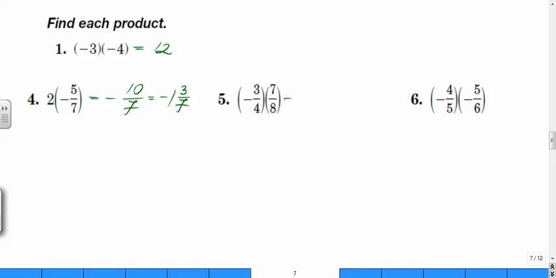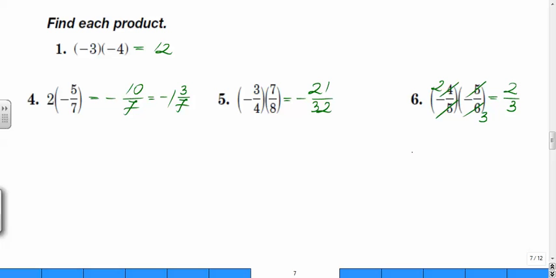Problem number 5. Positive or negative the product? Negative. 3 times 7, 21. 4 times 8, 32. There's no other way to simplify. Problem number 6. Negative times negative, the answer would be positive. But I have ways to cross cancel. 5 and 5 will be canceling each other. Then I have 4 and 6. They're both divisible by 2. I can divide 4 by 2, which is 2. 6 divided by 2 is going to be 3. Your answer here would be 2/3.